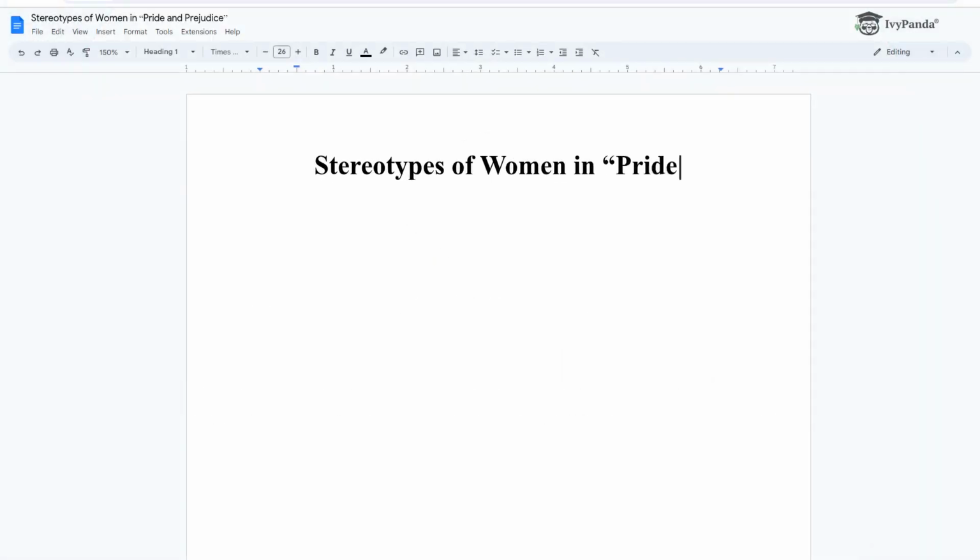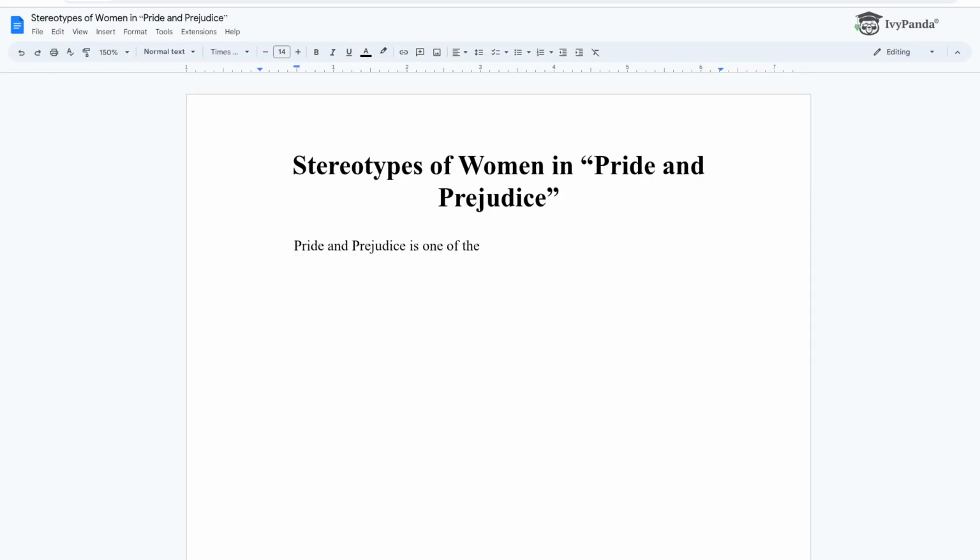Stereotypes of women in Pride and Prejudice. Pride and Prejudice is one of the most well-known works of English literature. It is a classic Regency novel written by Jane Austen in 1813.